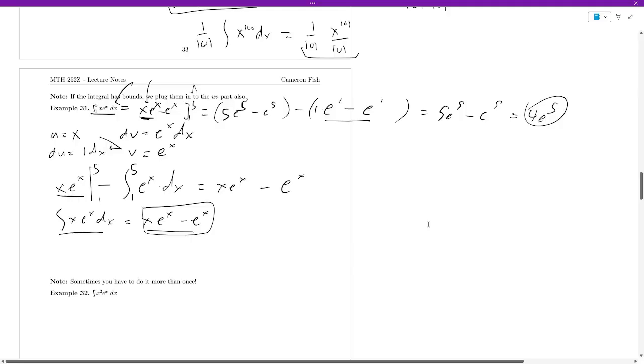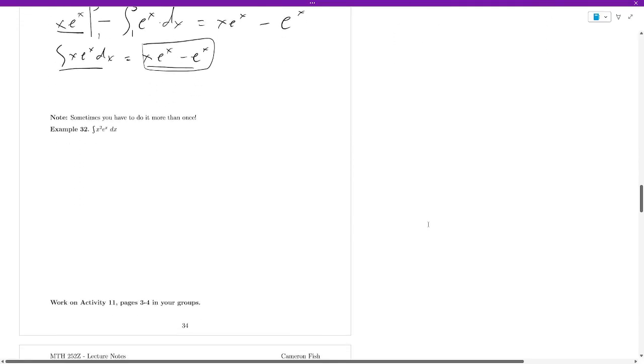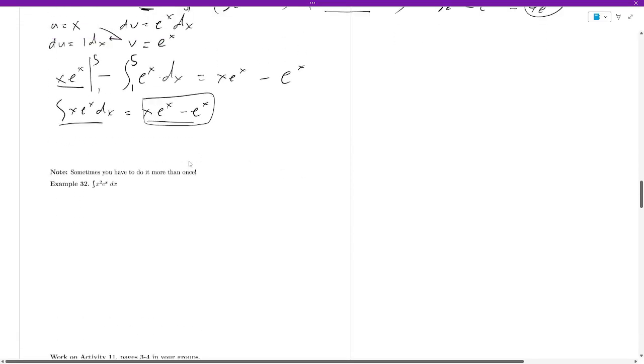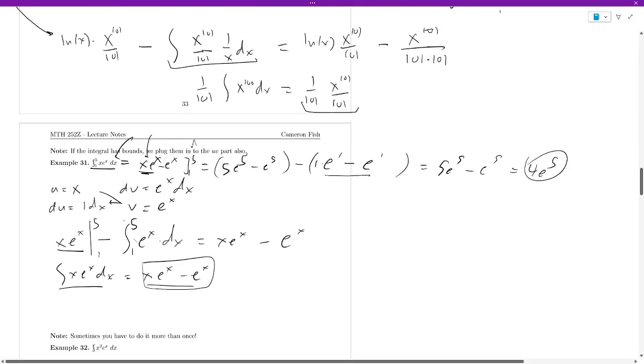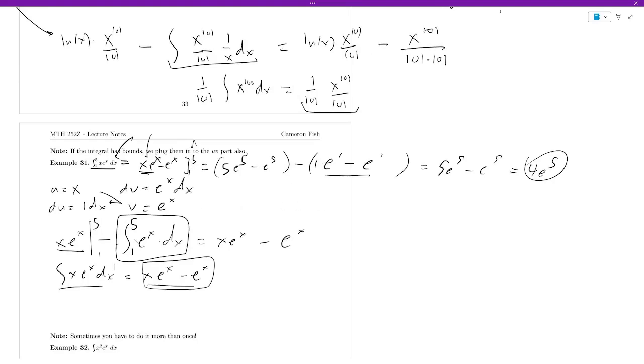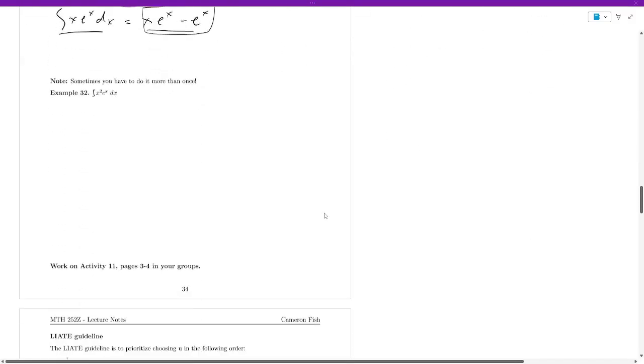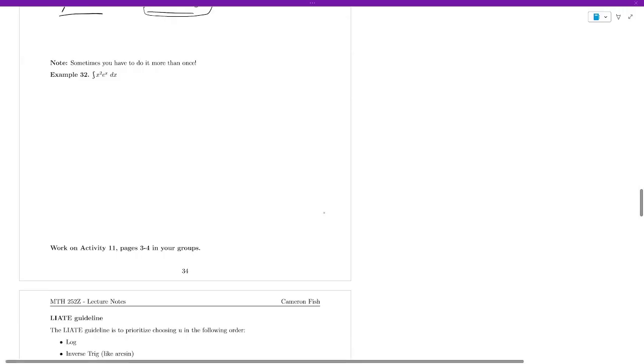Another thing that can happen with integration by parts is sometimes you have to do it more than once. Why would I do it more than once? Well, because maybe this second integral I get is also a harder integral that you'd have to do by parts. So let's see what that might look like. Okay, so this example is the antiderivative of x squared e to the x.